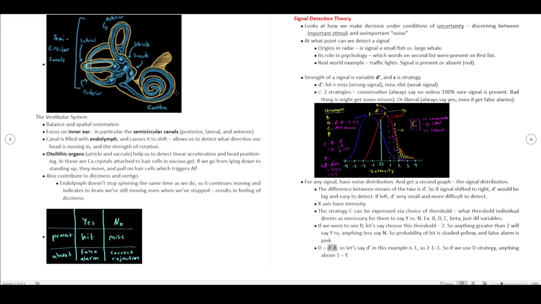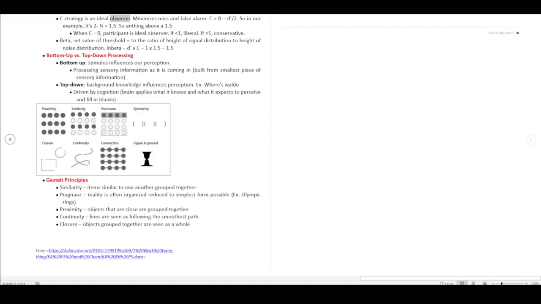D equals dB, so let's say D in this example is 1, so 2 minus 1 is equal to 1. So if we use D strategy, anything above 1 equals Y. C strategy is an ideal observer. Minimizes miss and false alarm. C equals BD/2. So in our example, it's 2 times 1/2 equals 1.5. So anything above 1.5.